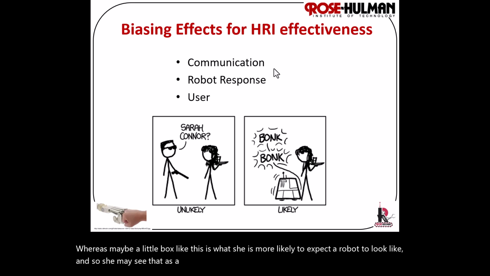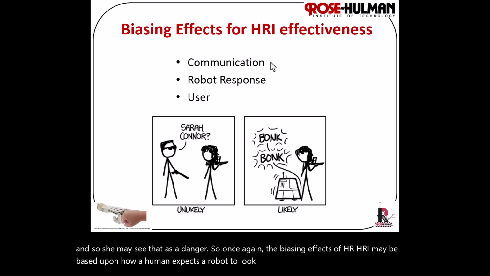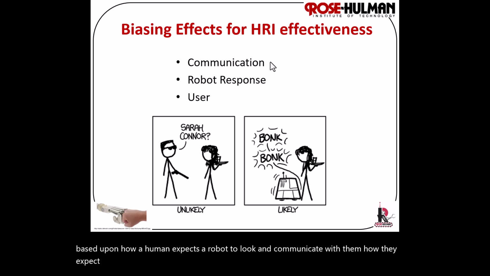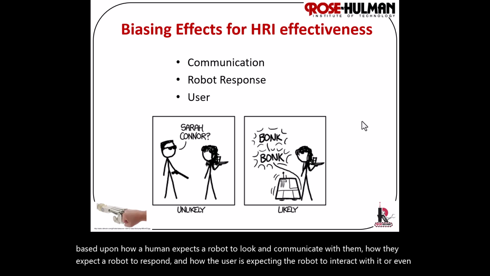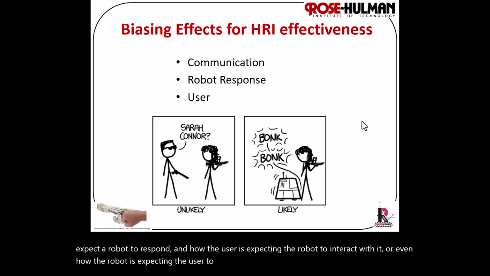So once again, the biasing effects of HRI may be based upon how a human expects a robot to look and communicate with them, how they expect a robot to respond, and how the user is expecting the robot to interact with it, or even how the robot is expecting the user to look and engage with it.